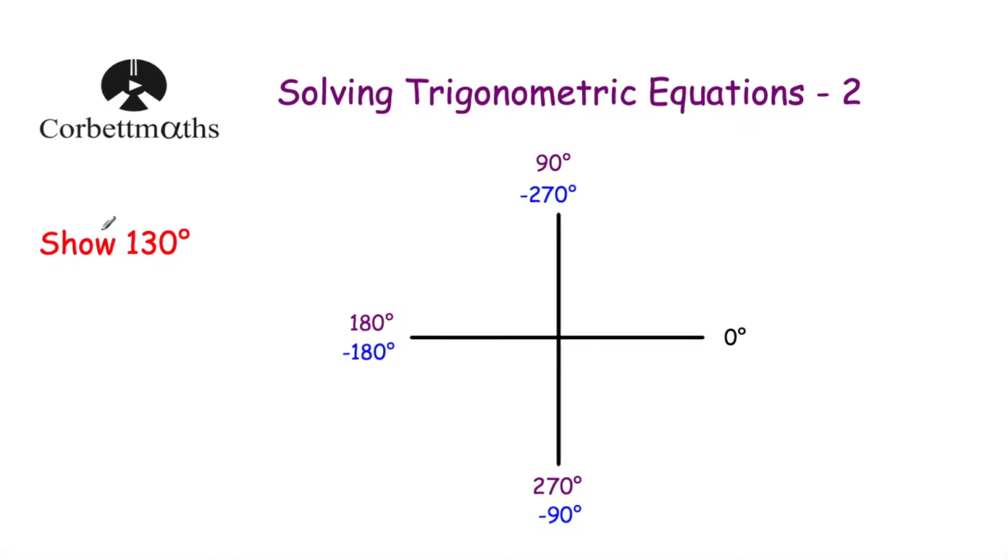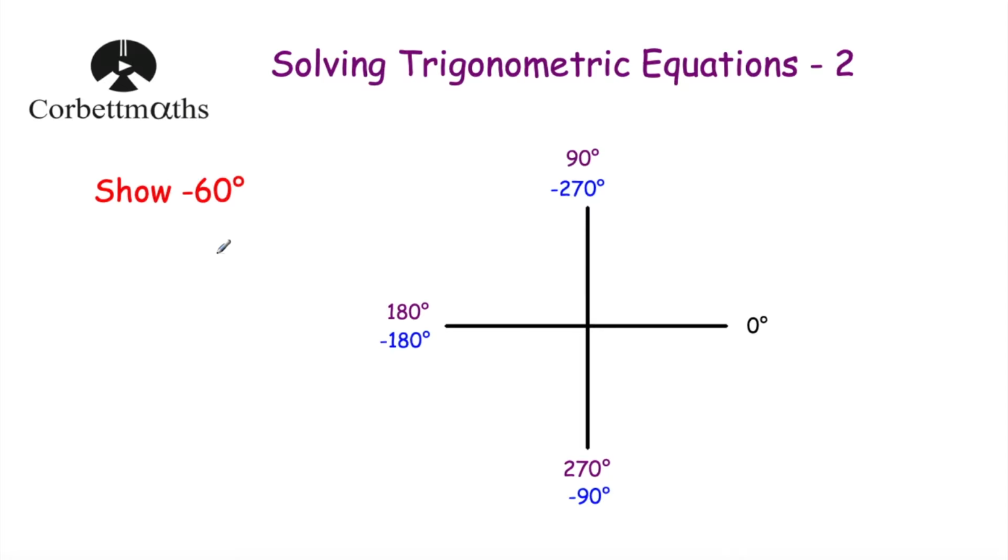So if we wanted to show 130 degrees on the CAST diagram, we would start here at 0 and go around 130 degrees anti-clockwise. 90 degrees would be there, so then we'd go another 40 degrees. It would look something like this. We'd get our ruler and pencil, draw a line, and measure another 40 degrees after the 90, and then that angle there would be 130 degrees.